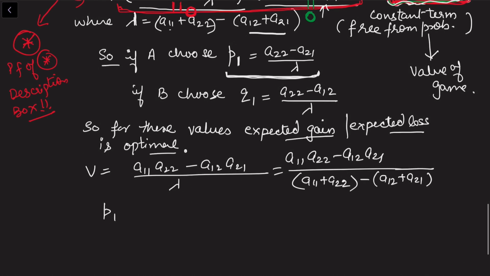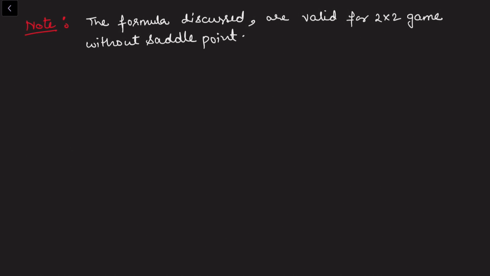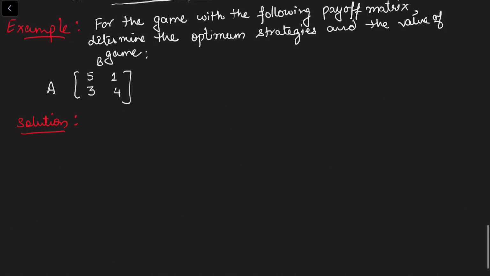If you look again at probability P1, we have selected A22 minus A21 by lambda. So this quantity is A22 minus A21 upon A11 plus A22 minus A12 plus A21. And similarly, we can write down the value for Q1 and hence the proof. We must take note that the formulas we have just discussed are valid for a 2x2 game without a saddle point.